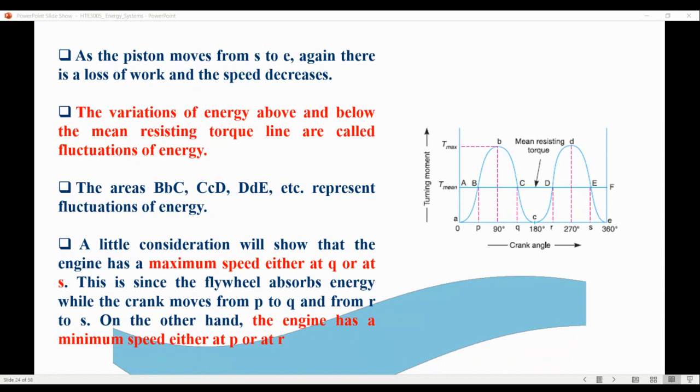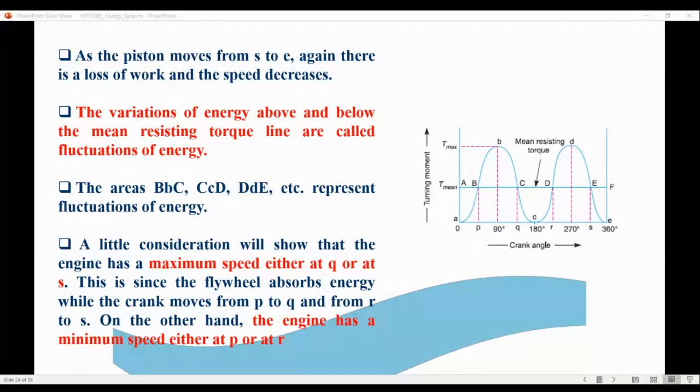So I'm going to quickly go through what they say there: areas which represent fluctuations of energy. Obviously, it's big B, small b, C. That's that curve. Anything above the line, the curve I was talking about, and anything below, which is big C, small d, D. And then above that is the big D, small d, E. Those are the fluctuations of energy, and they can be a maximum and a minimum.